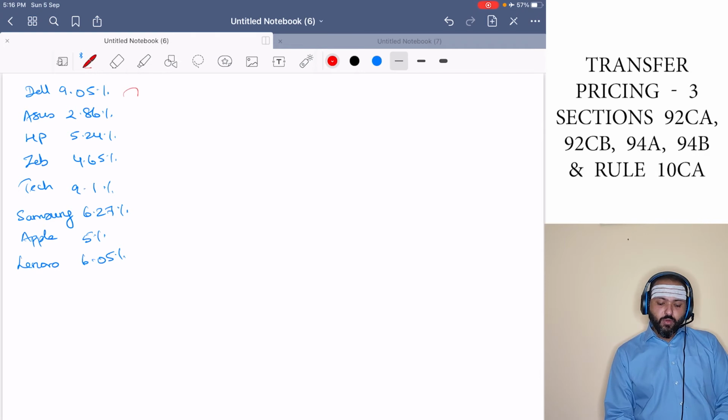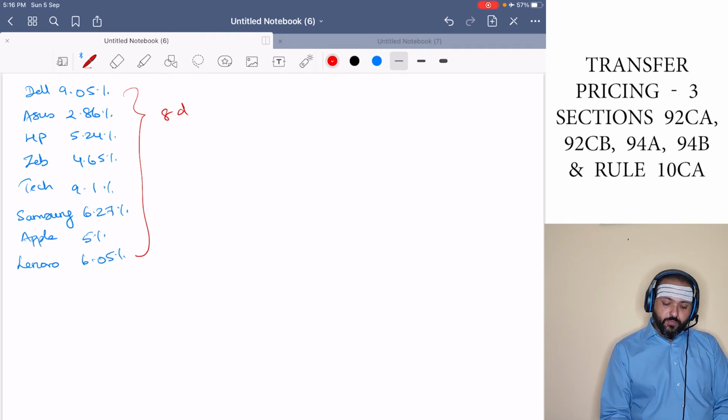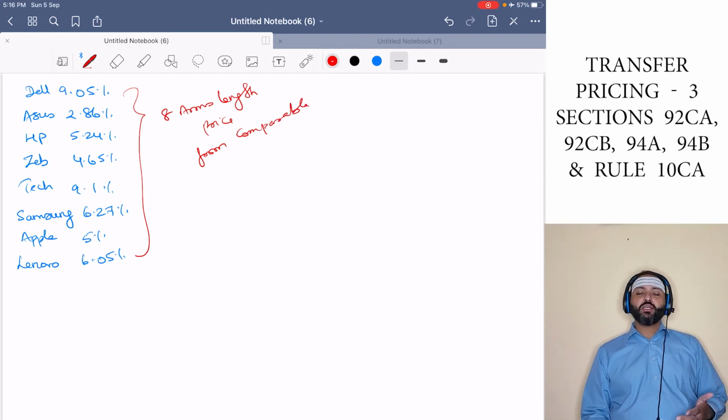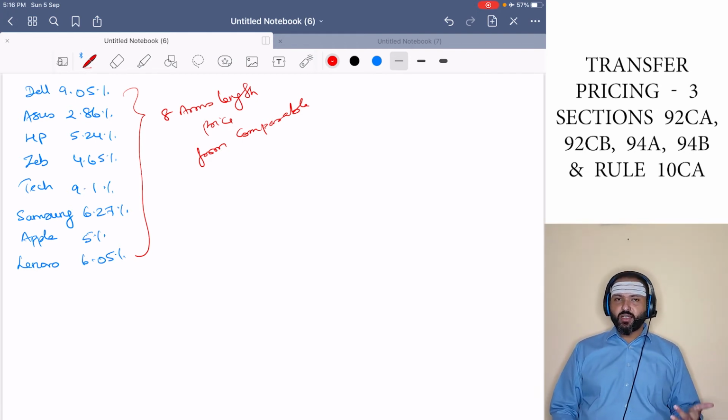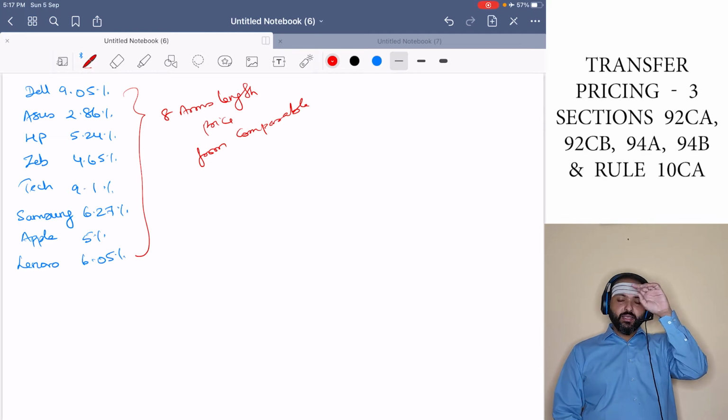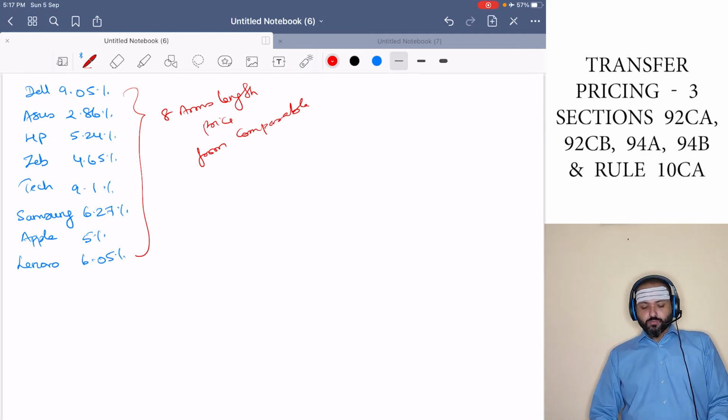So what is the number of data that we have here? So we have 8 arm's length prices from comparable companies. So can we apply 92C2? No, because the number of prices that we have here is beyond 5. So we will have to go with rule 10CA, apply the range concept.